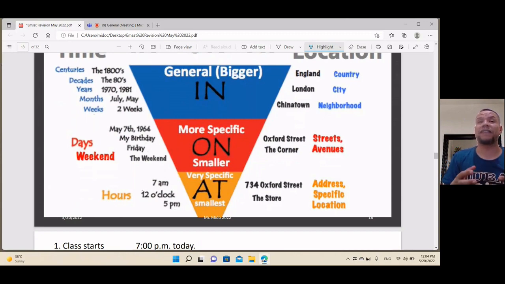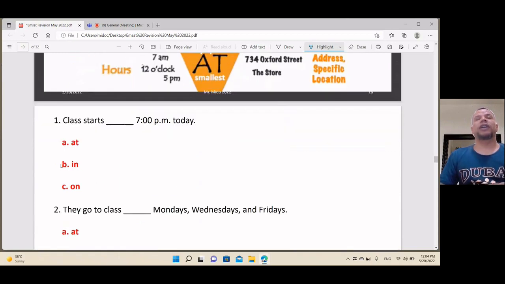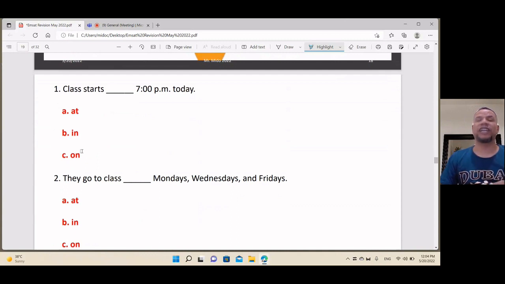I didn't say on a month. No, I say on Friday, on Tuesday, on the weekend, and so on. If you talk about the time, it's at 7 o'clock, at 12 o'clock, at midnight, and so on. Here are examples, but not from real exams, just to practice with you.